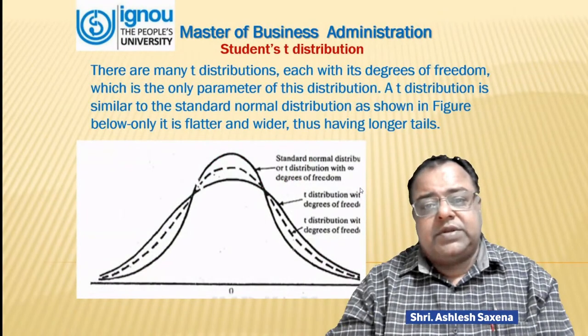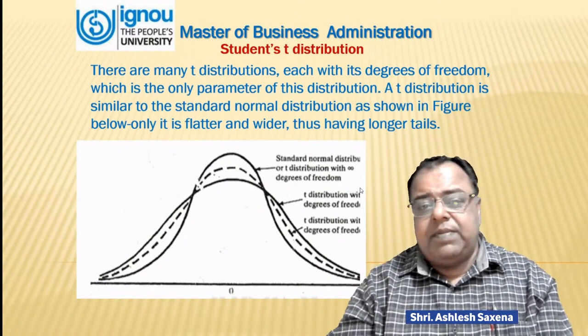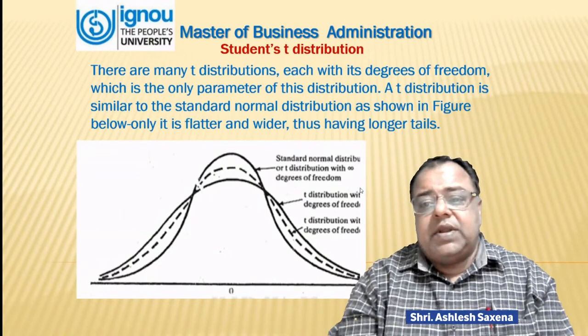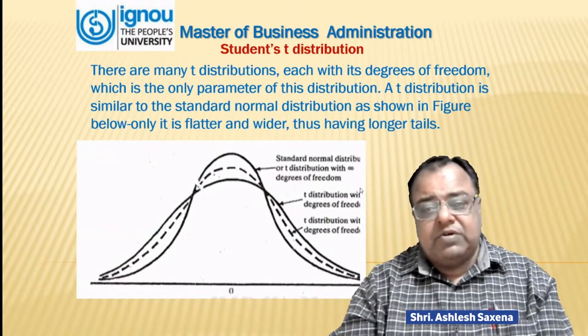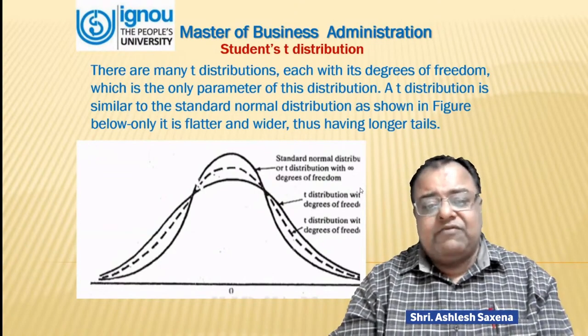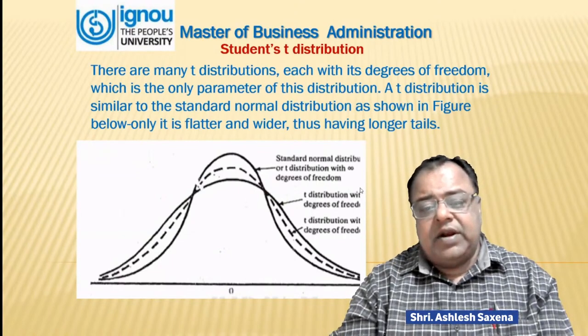That is today's T distribution. There are many T distributions, each with its degree of freedom, which is the only parameter of this distribution. A T distribution is similar to the standard normal distribution as shown in the figure. It is flatter and wider, thus having long tails.